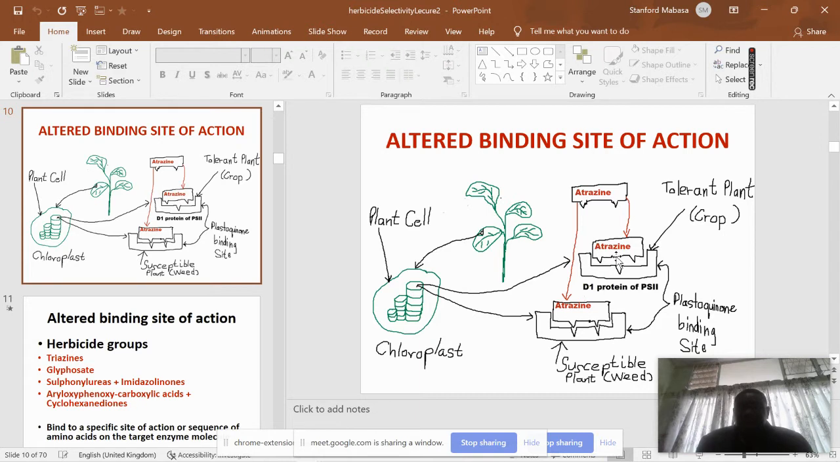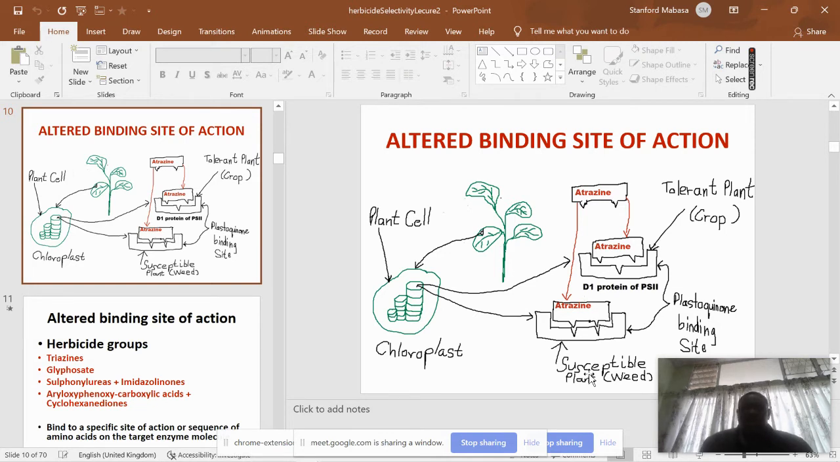So in a tolerant crop like maize, atrazine is not going to fit to the plastoquinone binding site of the maize. And the maize will survive, it's the tolerant crop. But it could be a resistant weed. And there's a situation where atrazine will fit into the plastoquinone binding site. Then this is the susceptible plant, which is ideally the wheat.